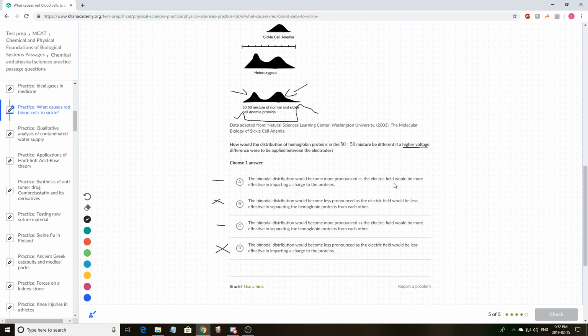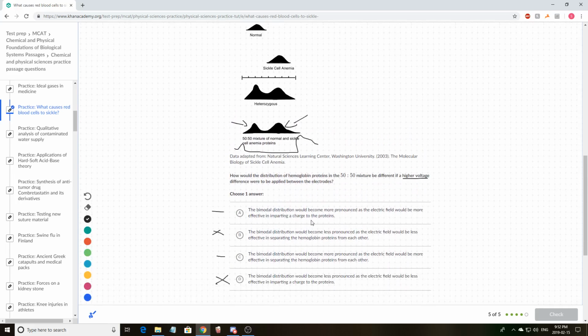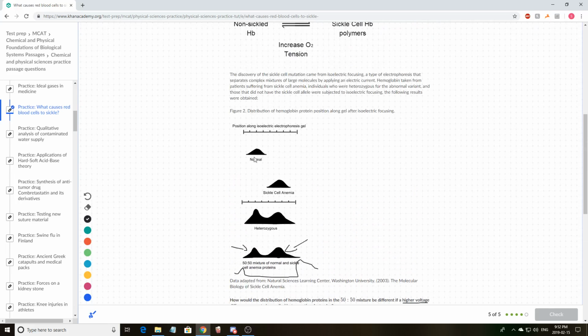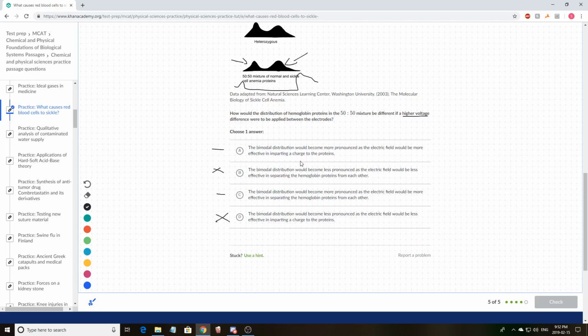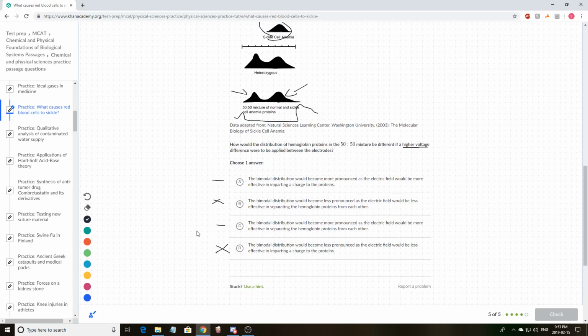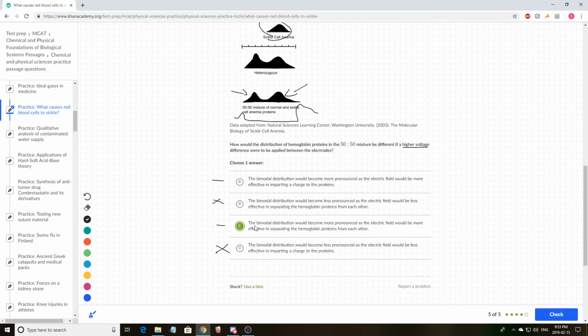Now, in isoelectric focusing, the actual experiment doesn't involve imparting a charge to the protein. Rather, it separates based on the charge that the proteins already have. So this would be highly charged and this would be lowly charged. So it's not really a matter of imparting the charge to the protein, but rather how different the charges are between the separate proteins. So this is the more accurate answer, where the difference would become more pronounced as the electric field would be more effective in separating hemoglobin proteins from one another.